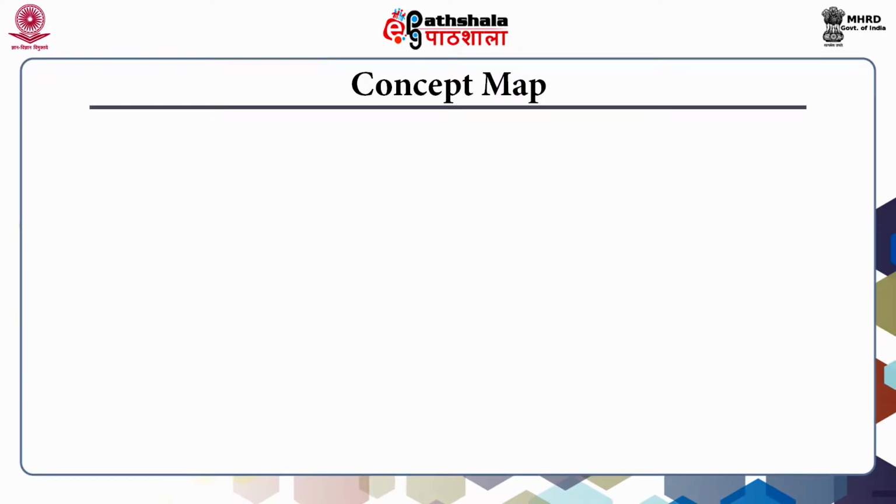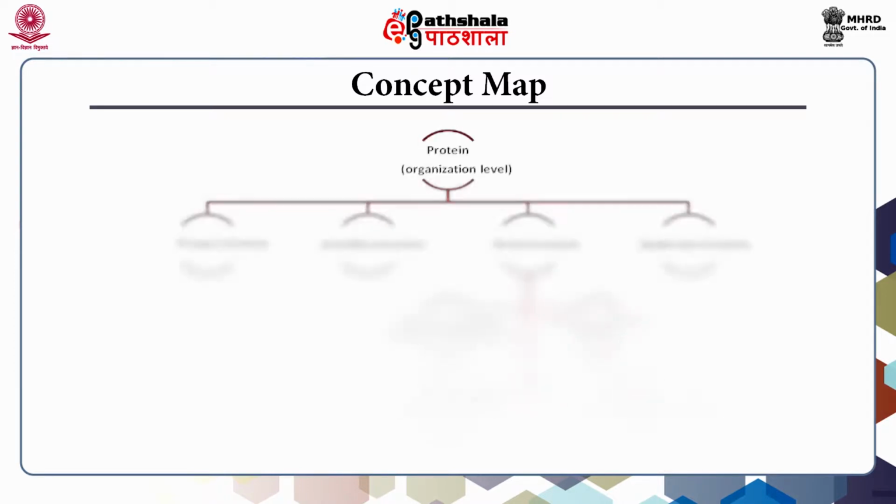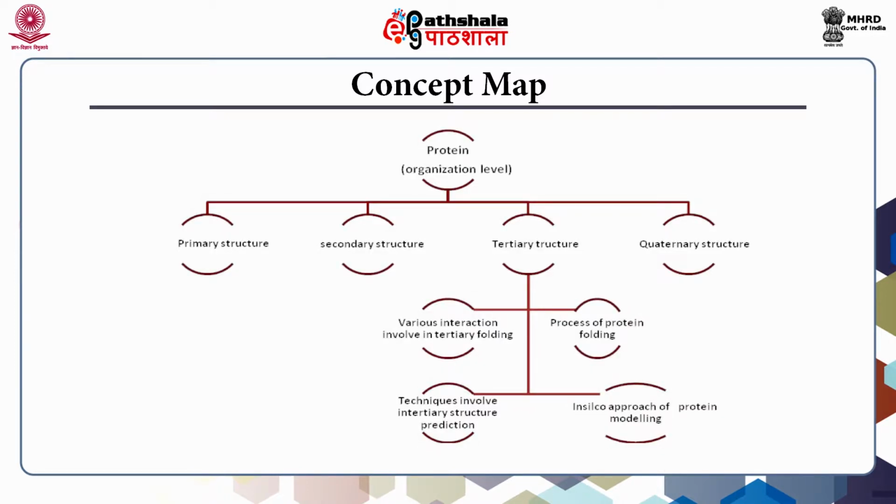This slide gives a concept map of this module. We all know that the protein has four basic levels of structure, which is the primary structure, secondary structure, tertiary structure and quaternary structure. In this module, we are going to look at the tertiary structure of protein specifically and look at various interactions involved in tertiary folding, the process of protein folding, the techniques involved in tertiary structure prediction and in silico approach of protein modeling.